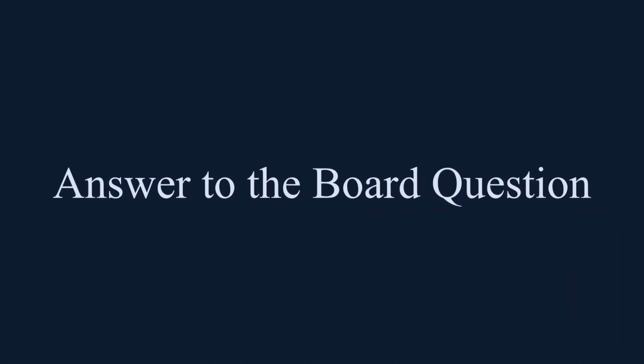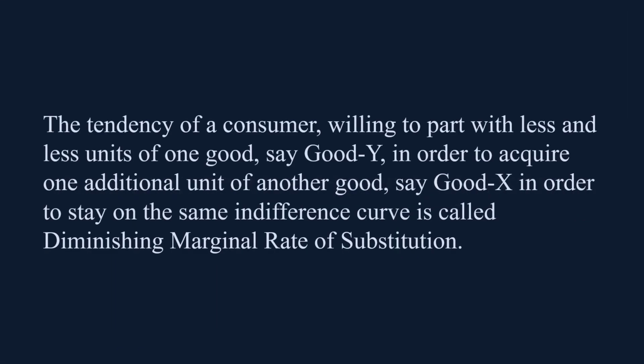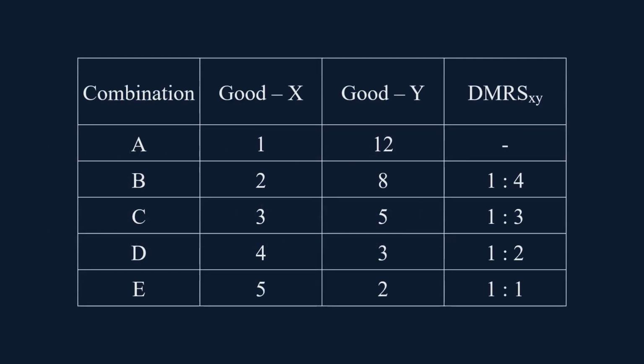First, the answer. The tendency of a consumer willing to part with less and less units of one good, say good Y, in order to acquire one additional unit of another good, say good X, in order to stay on the same indifference curve is called diminishing marginal rate of substitution. We shall try to understand this with the help of a table and graph.